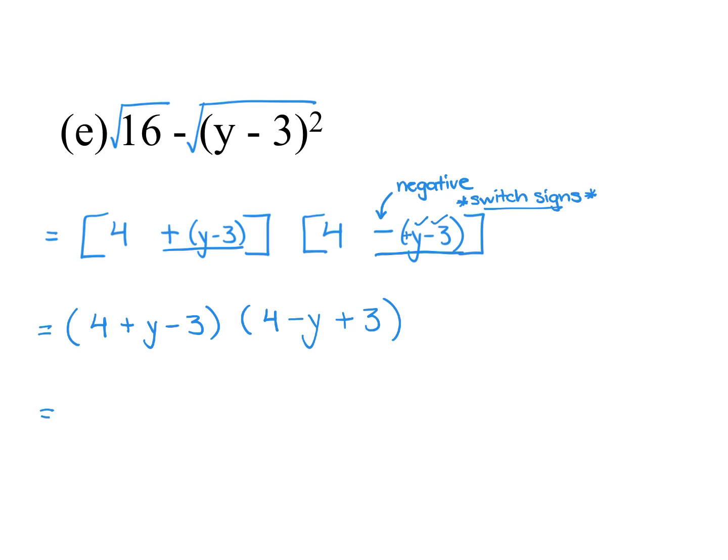Okay, now let's simplify within the brackets more. 4 and negative 3 are like terms, so let's do that. 4 minus 3 is 1, and then we leave the y as it is. Now let's do the next bracket. 4 plus 3 is 7, so we are going to write 7, and then the minus y, close bracket. And this is our final answer.